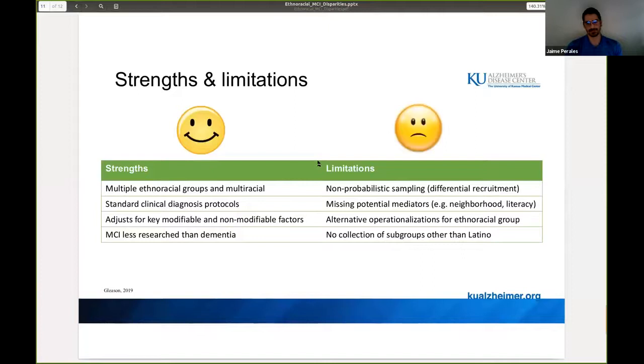This study has several strengths and limitations. Perhaps the most important strength was including a wide number of ethnoracial groups, but perhaps the most important limitation was recruiting from a non-probabilistic sample, which might have introduced, probably has introduced, some selection bias and conflated, therefore, recruitment source with ethnoracial group. Thank you very much.